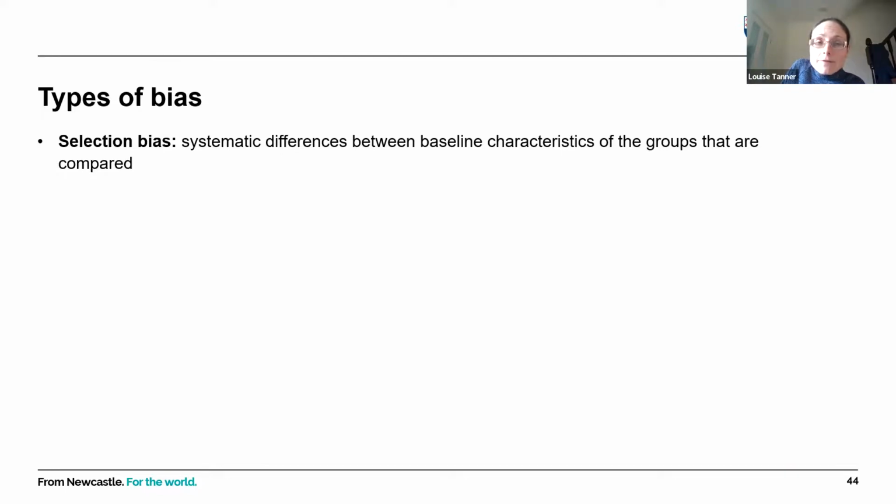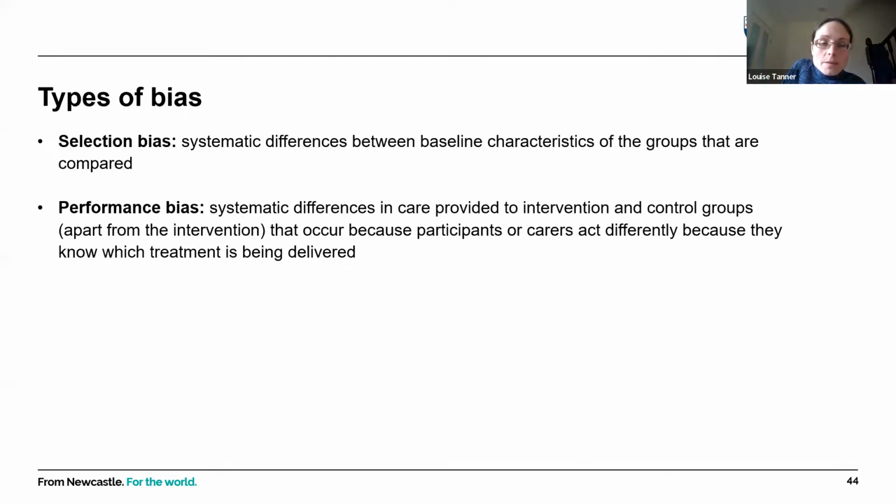And if you have differences in baseline characteristics between the groups, in ways that could influence the outcome independently of whether or not they received the drug, then that can affect the results. Performance bias refers to systematic differences in care provided between the intervention and control groups that occur because participants or carers act differently because they know which treatment is being delivered.